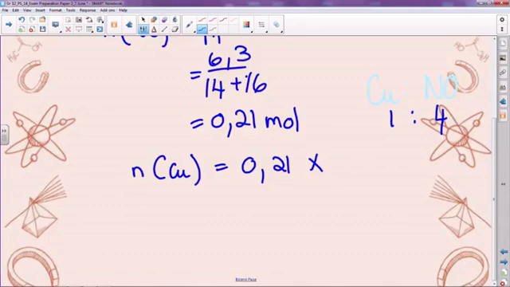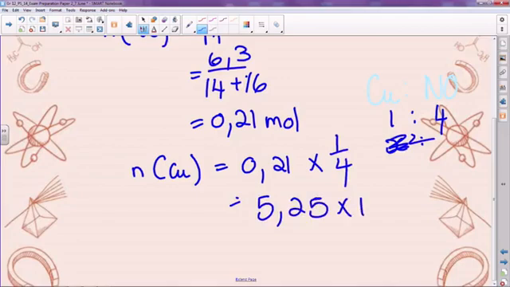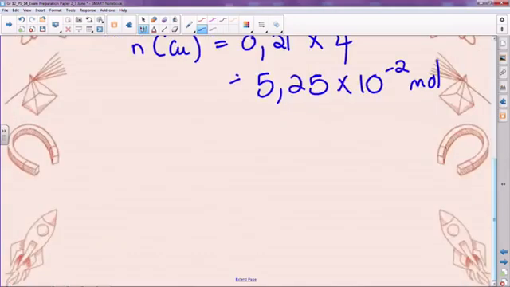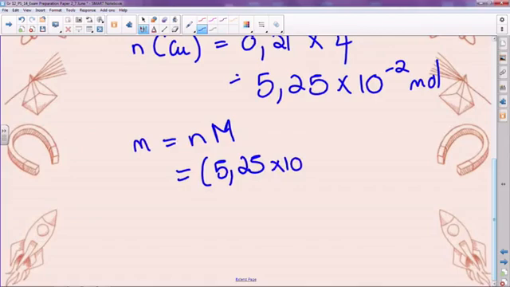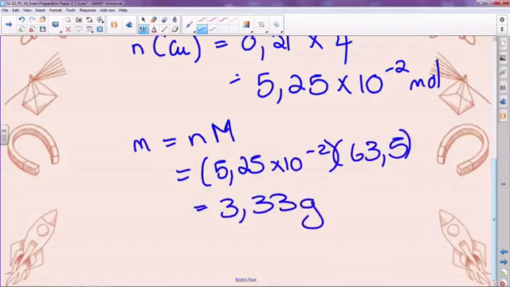So the copper to NO is 1 to 4. It's 1 over 4. Let's just take it as that. That gives me, and I've put it in scientific notation because it's easier, so that's how many moles of copper. Now I can work out the mass, because mass is number of moles times molar mass, which is 5,25 times 10 to the minus 2, and the mass of copper, which we look up on our table, is 63,5, and that gives 3,33 grams.